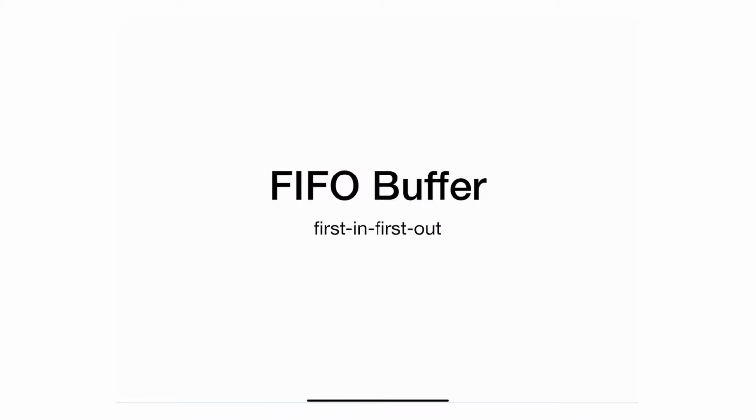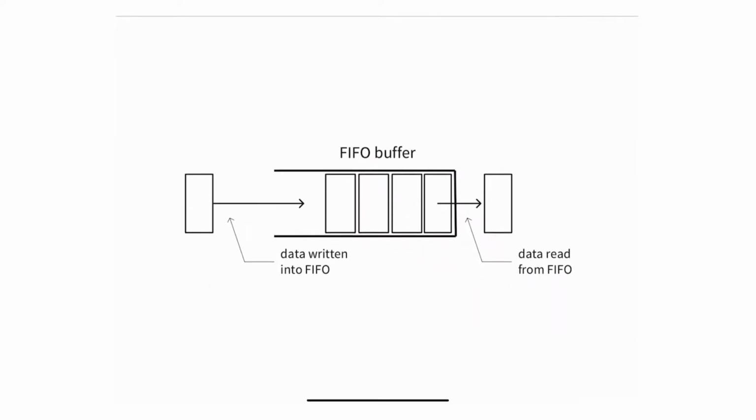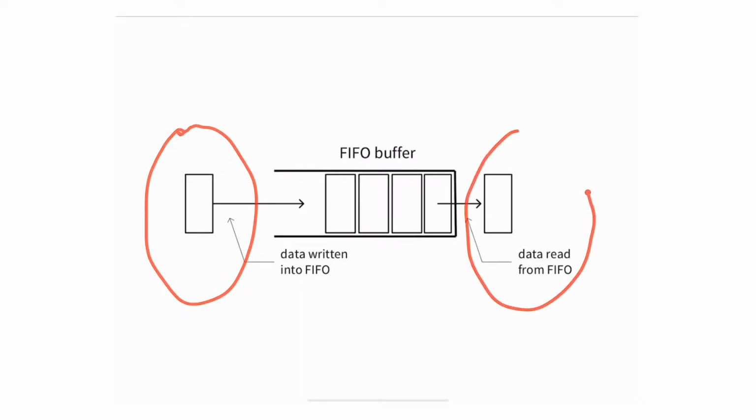FIFO buffers, or first in, first out buffers, are a type of elastic storage component that connects two subsystems. Generally speaking, these two subsystems might be operating at two different speeds. So for example, we'll have a subsystem in here and another subsystem in here.